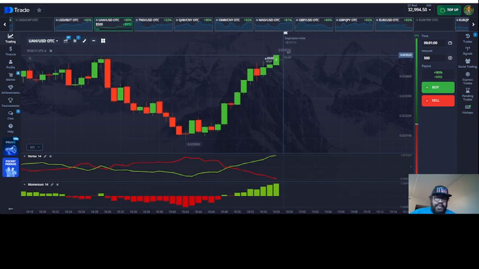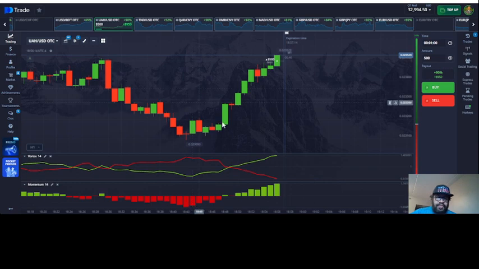Okay, so I'm back on the UAH USD OTC pair, and I just took a buy trade here. The reason I took the buy trade is that if you look at the price action currently happening with the pair, there's a bullish price action. Generally, you want to trade with the current trend.